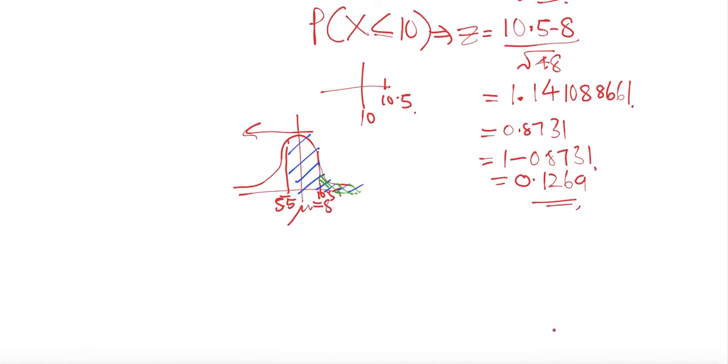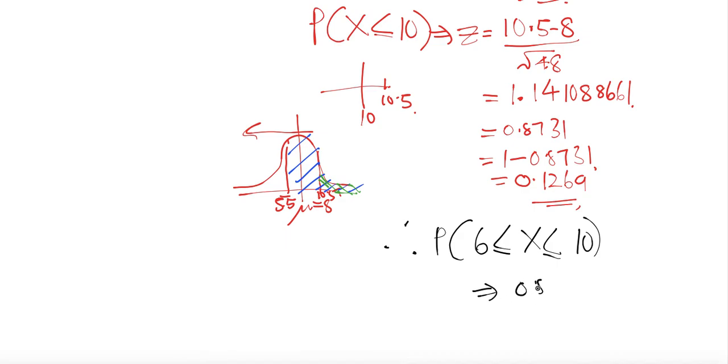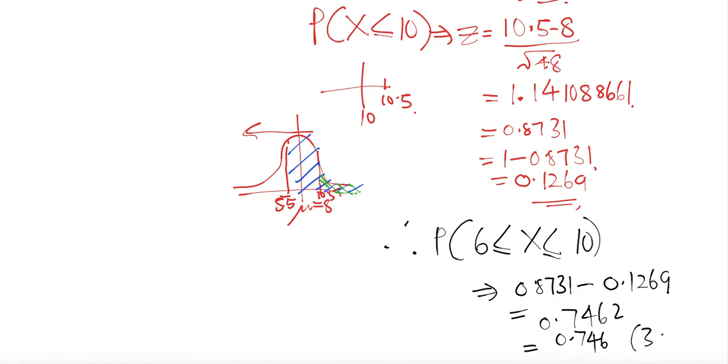Therefore, the probability for 6 less than or equal to x less than or equal to 10 is 0.8731 minus 0.1269, and the answer that I'm getting here is 0.7462, which is the same as 0.7462 in the calculator.